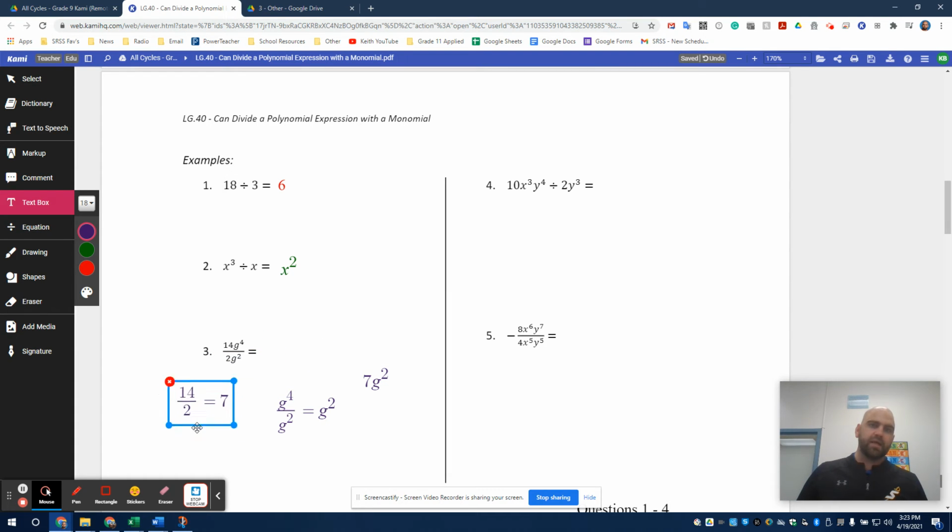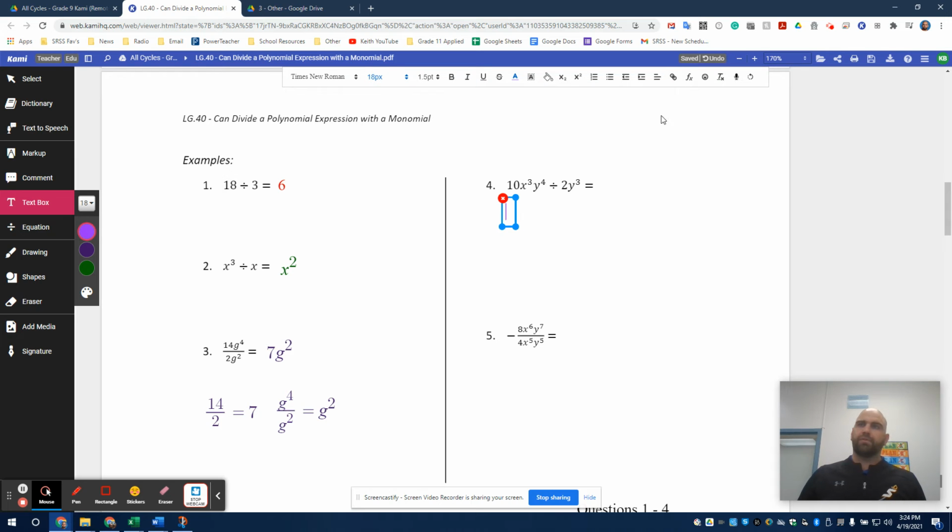I'm going to move this over here and take the answer and put it back up over here. 14 divided by 2 is 7, g to the fourth over g squared is g squared. Next one here deals with a little bit more. We have a whole bunch of numbers here, and so we're going to have three separate statements. We have a number, we have x's, and we have y's. With the number, it's going to be 10 over 2.